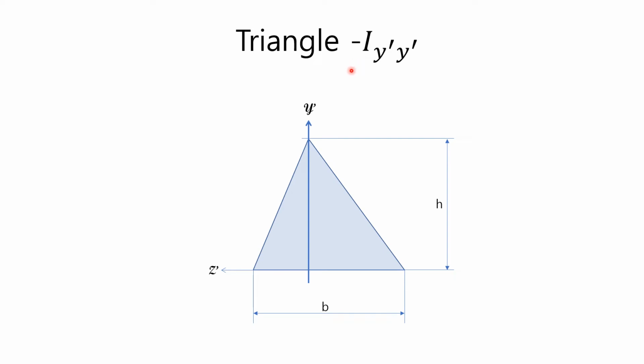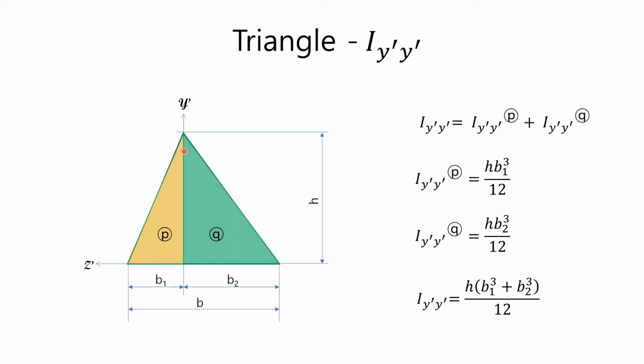This time, let's get the second moment of area with respect to y-axis. The whole area can be divided into two right triangles, P and Q. The second moment of area for P is hb1 to the 3 over 12, and the second moment of area for Q is hb2 to the 3 over 12. Then we can get the second moment of area for both of P and Q by this equation.